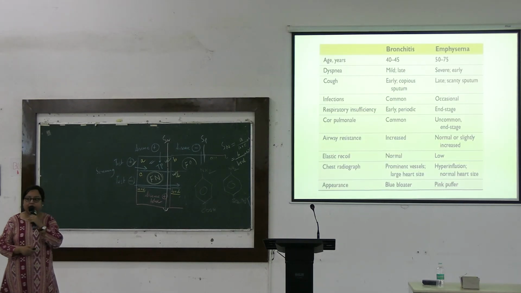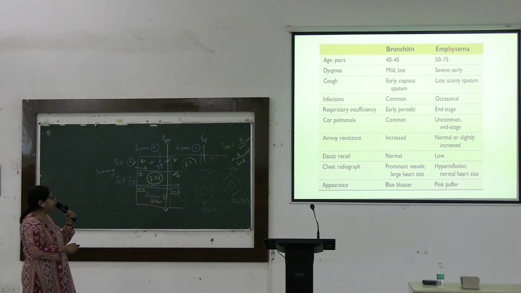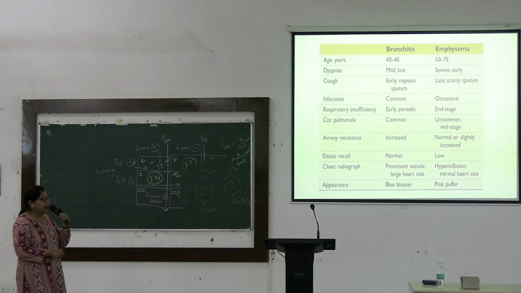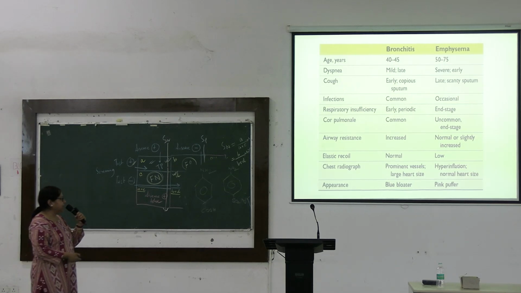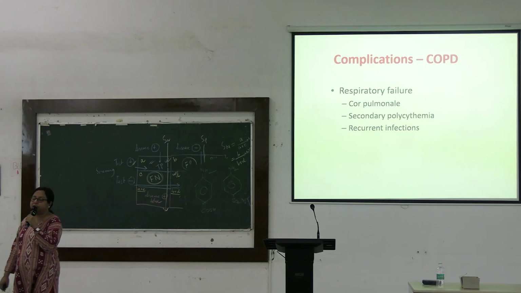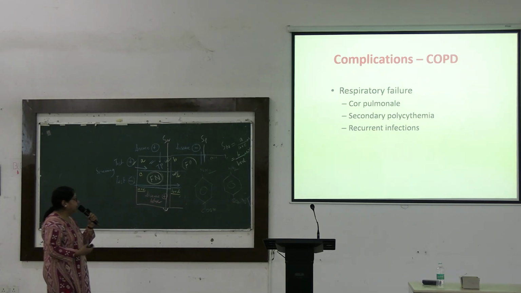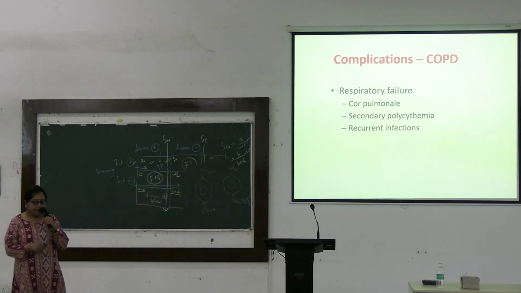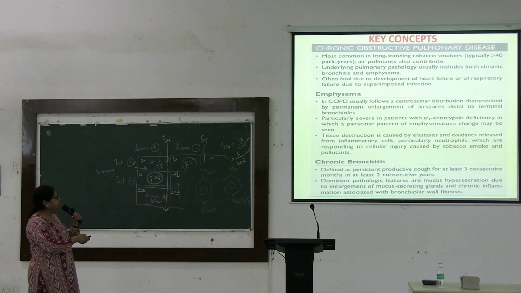This is a schematic differentiation between bronchitis and emphysema. So here mainly we can see that dyspnea, cough, infections, and cor pulmonale are common in bronchitis, and airway resistance is increased in bronchitis, and in emphysema it may be normal or slightly increased. So what are the complications? Complications of COPD are respiratory failure. There will be secondary polycythemia, cor pulmonale and recurrent infections. So these are the complications of COPD.